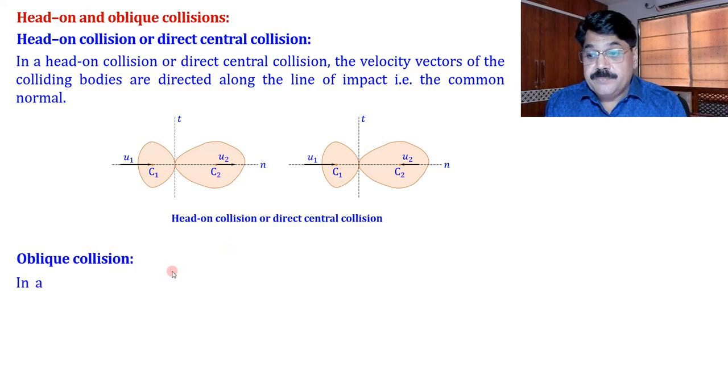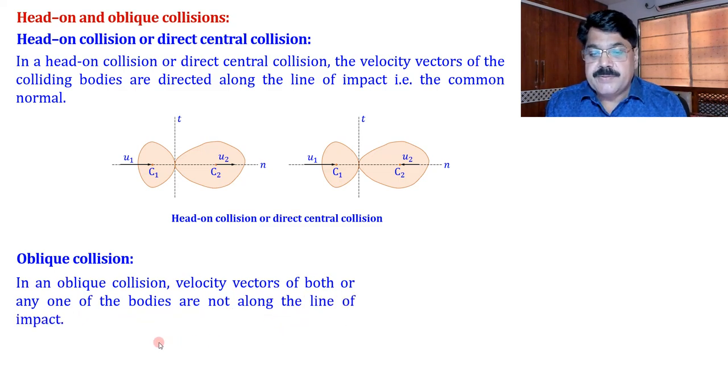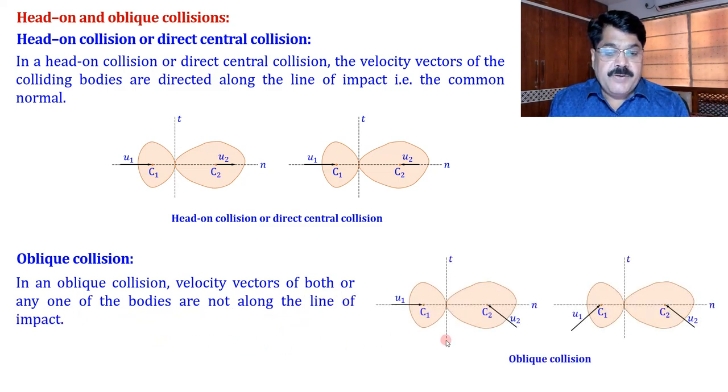Oblique collision. In an oblique collision, the velocity vector of both or any one of the bodies is not along the line of impact. Say in this case, in the first figure, the velocity vector of the second body u2 is not along the line of impact, it is making some angle. In the second case, velocity vectors of both the bodies are not along the line of impact. So both kinds of collisions are called oblique collisions.